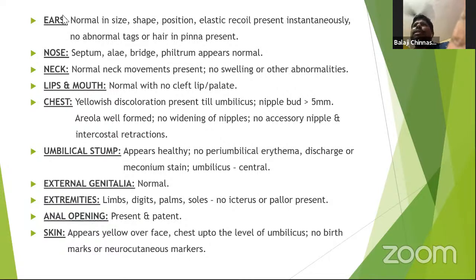Then you will have the lanugo hair. Who will have more lanugo hair, preterm or term? In a preterm baby, the lanugo hair will be more present.